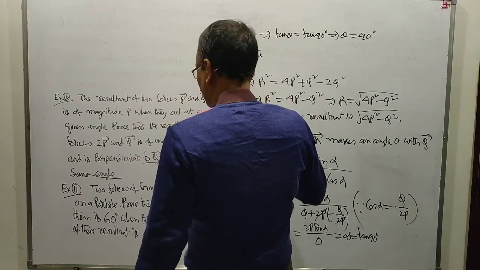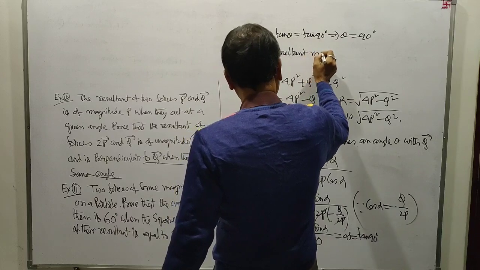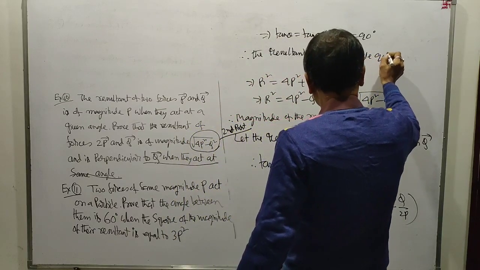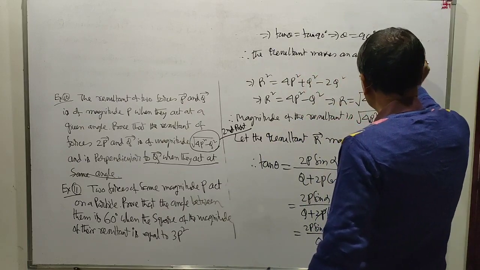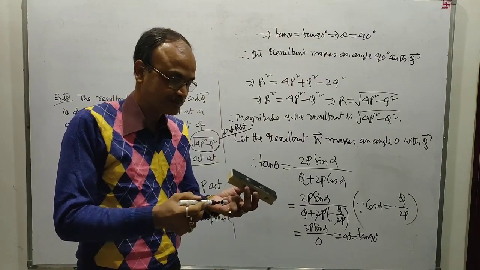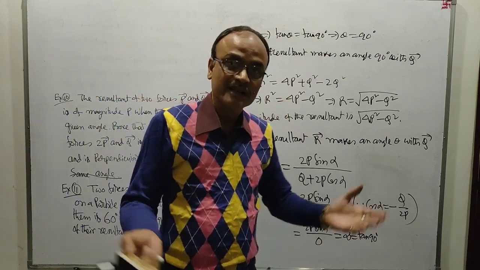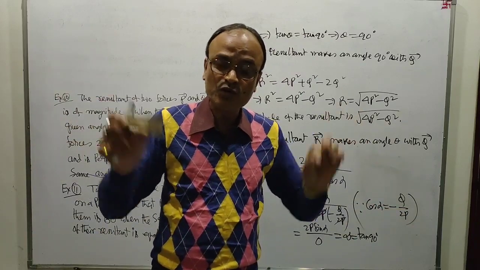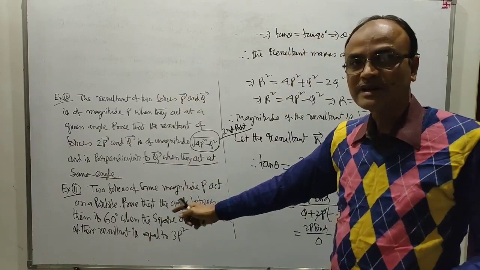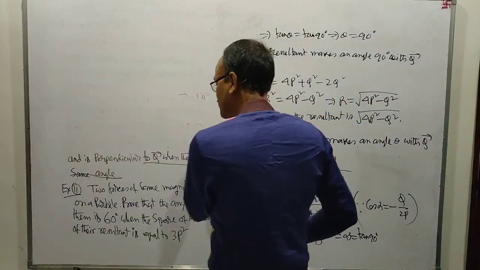Therefore, the resultant makes an angle 90 degree with Q. Means the resultant is perpendicular to Q. The second part has also been proved.